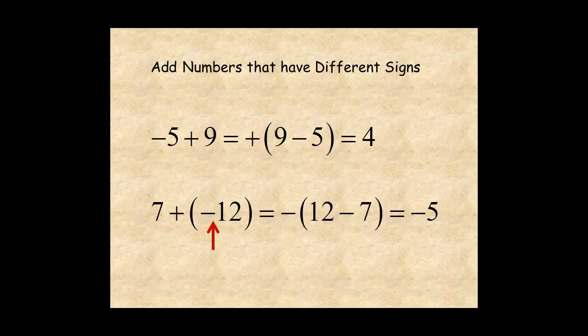Second, the absolute value of the sum is the difference of the absolute value of the two numbers. The absolute value of the first sum is 9 minus 5, and the absolute value of the second sum is 12 minus 7.